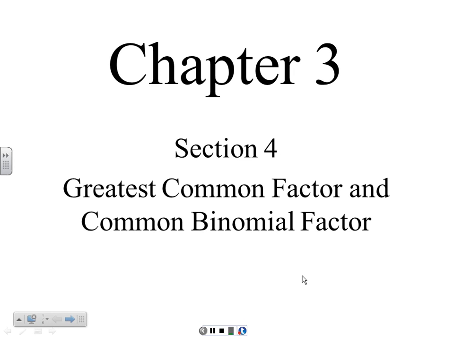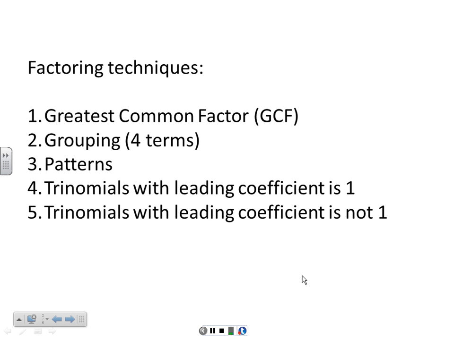Chapter 3, Section 4, Greatest Common Factor and Common Binomial Factor. In this section, we're going to talk about factoring, which is undoing what we did in the previous section. In the previous section, we learned how to multiply monomials and polynomials. This time, we're going to undo that multiplication, and it's called factoring.